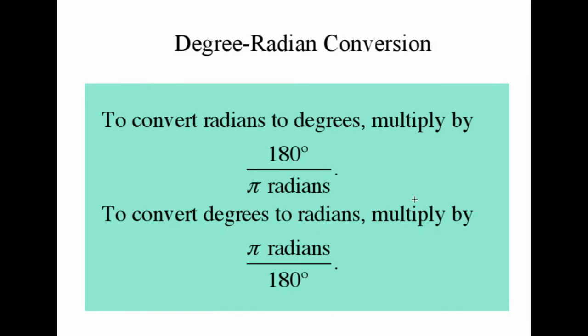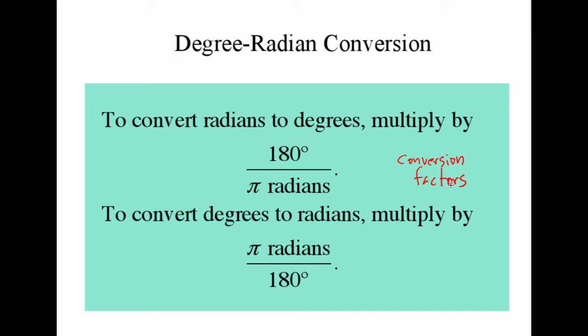So one of the things that we need to be able to do is convert degrees to radians and radians to degrees. And anytime we're asked to convert one type of unit to another, we're going to be using conversion factors. So here are our conversion factors to transfer units: angles to radians, radians to angles.